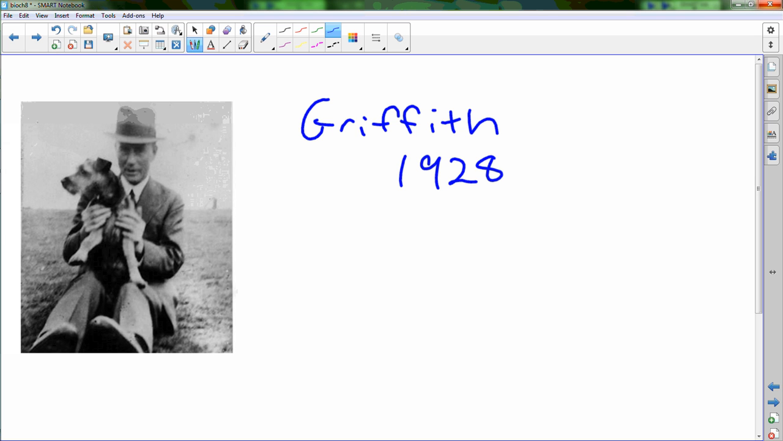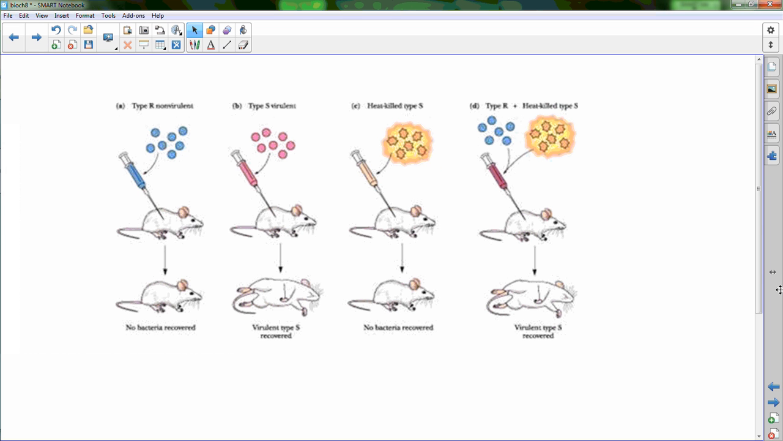Okay. Now, what Griffith was looking at, next slide here, was different strains of bacteria that cause disease in mice. Okay, so these were bacteria.